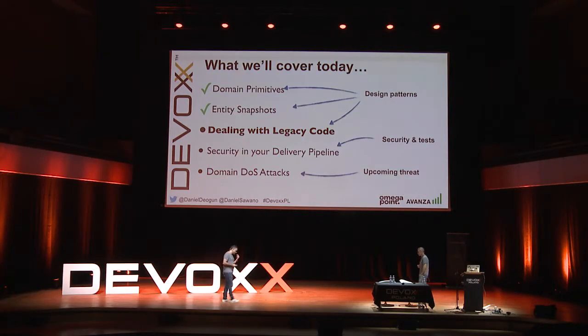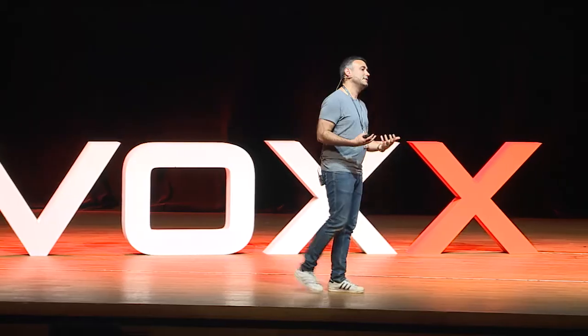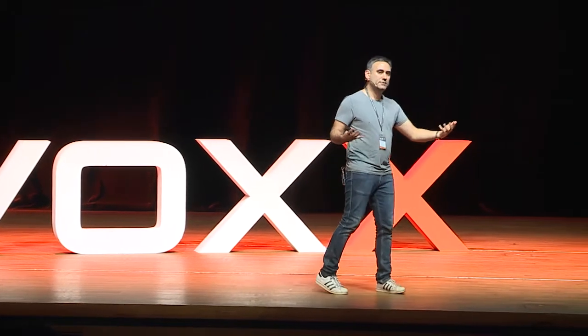So now, at this point, we have learned two very important patterns. We know that we can use domain primitives to create precise, defined behavior in our building blocks. And we can use entity snapshot to deal with mutable state and simulate the behavior of a domain primitive.